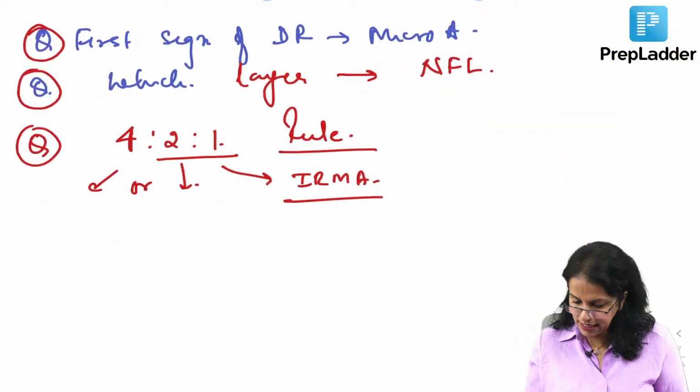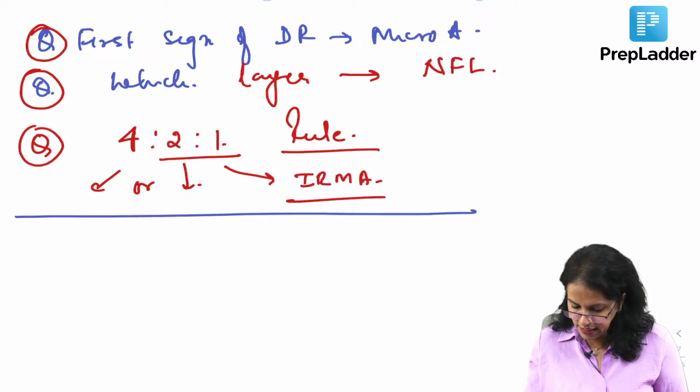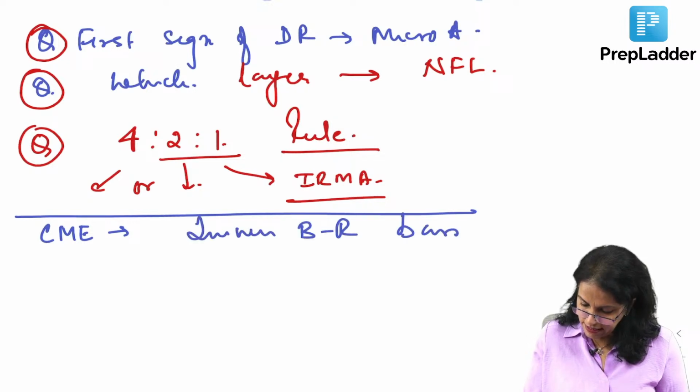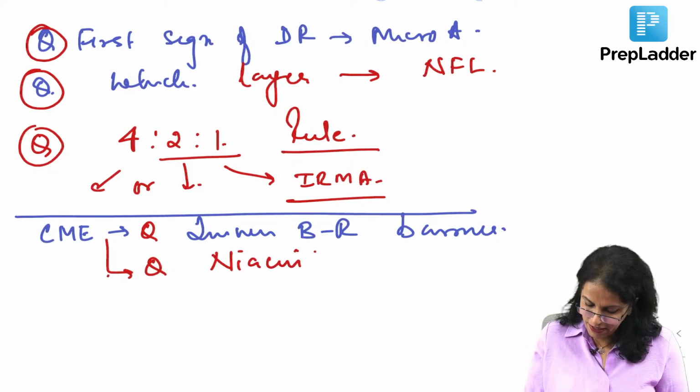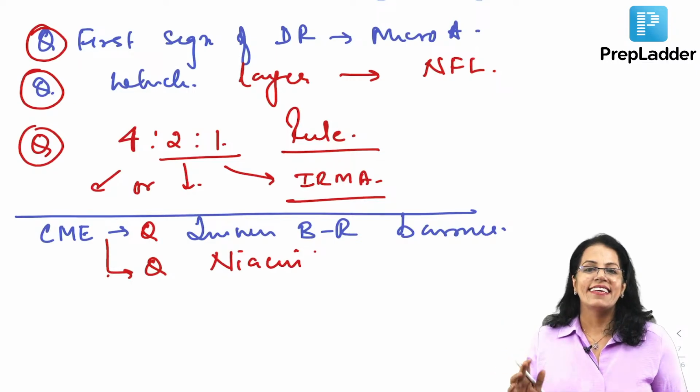Again, it is asked in your exams, right? So I'll just very quickly talk about it. So when you say CME, CME is breaking of the inner blood retinal barrier, right? This is one important exam question. It is the breaking of the inner blood retinal barrier. Second important point, it can also happen when you take niacin, right? Third important point is already solved, that is the flower petal pattern, isn't it?